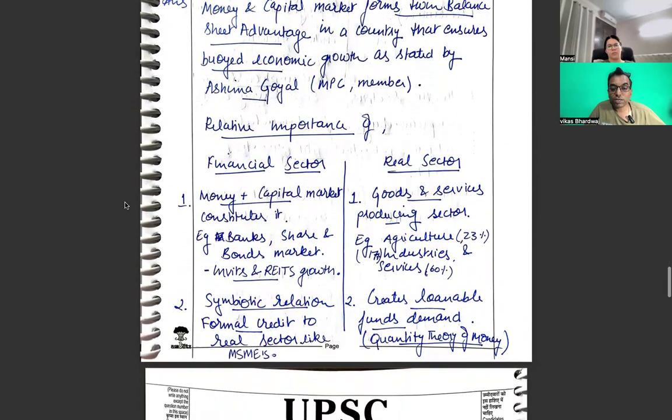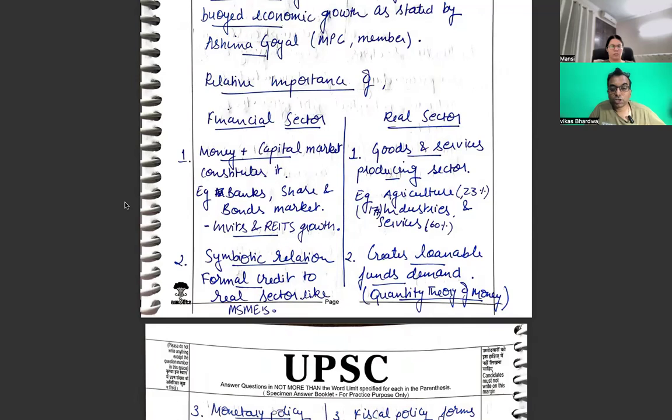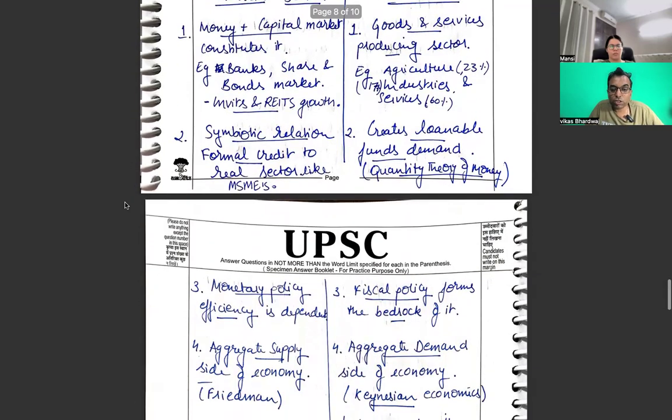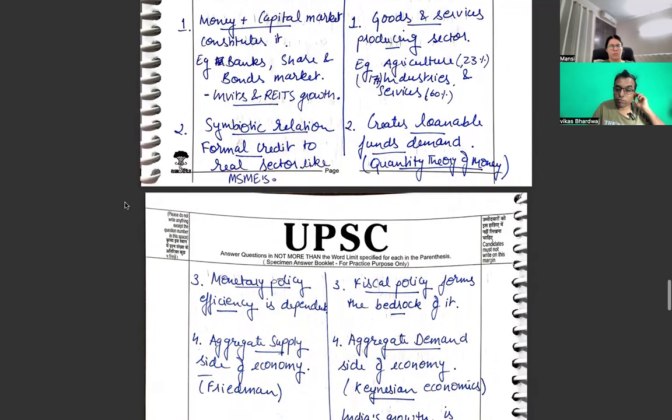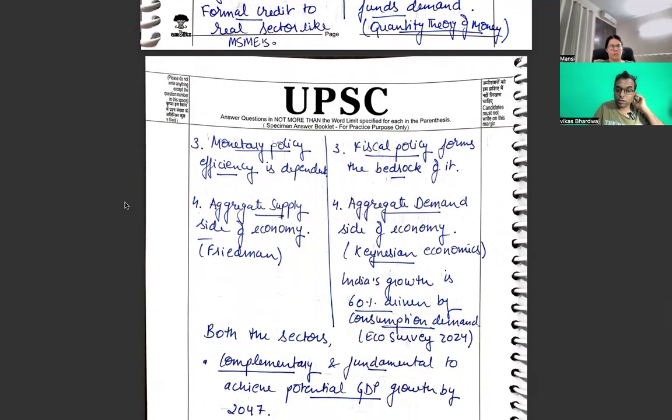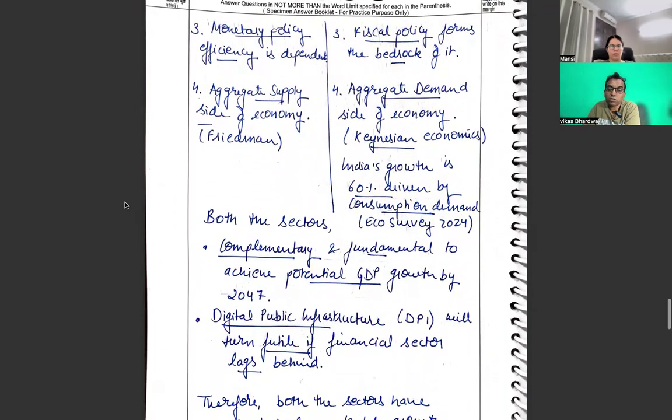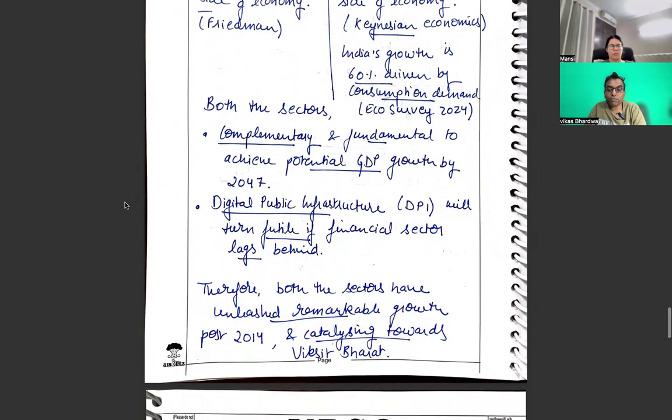Relative importance of financial sector: money plus capital market constitutes bank, shares, bond. Goods and services producing sector: agriculture, industry, services. Symbolic relation: formal credit to real sector MSMEs, greater loanable funds, quantity theory of money, monetary policy efficiency is dependent. Fiscal policy forms the backbone of it. Aggregate supply side of economy, that is Friedman. Aggregate demand side of economy, Keynesian economics. India's growth is 60% driven by consumption demand, Eco survey. Both sectors complementary and fundamental to achieve potential growth GDP by 2047.